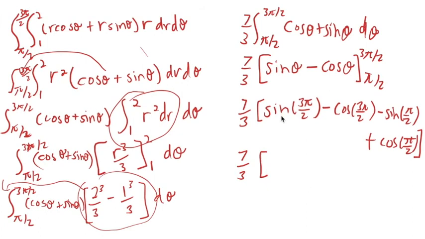So this comes out to be sine of 3 pi over 2, that's -1. Cosine of 3 pi over 2, that's 0. Sine of pi over 2, that's going to be +1. And cosine of pi over 2, that comes out to be 0. So it's going to be -1 minus 1, so it's going to be -2. And that's going to come out to be -14/3.